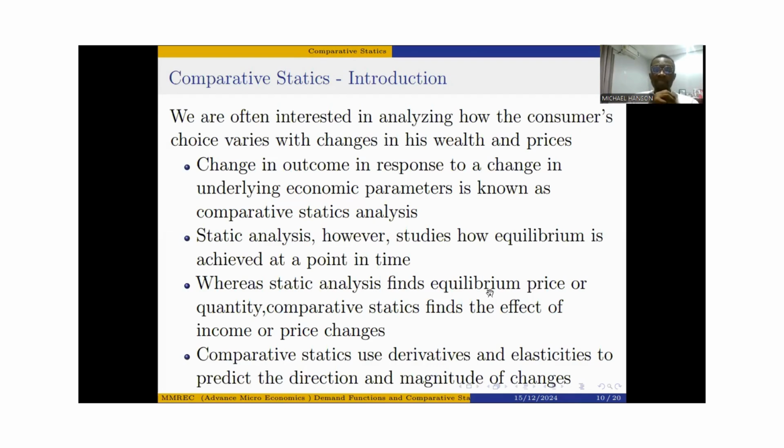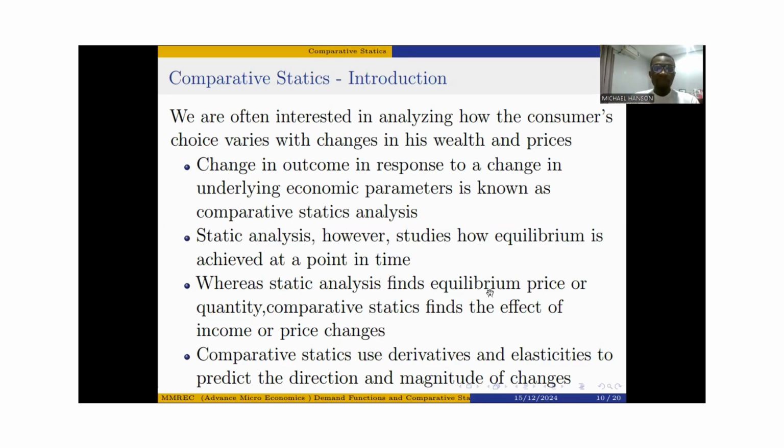Now, with comparative statistics, we want to understand what happens to the consumer's choice when there's a change in his price or wealth. Of course, it's clear that when there is a change in price, you could either consume more or less. In the same way, when price is constant and there's a change in wealth, you could either consume more or less. So that's what we're going to talk about today.